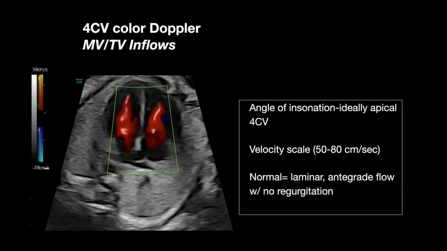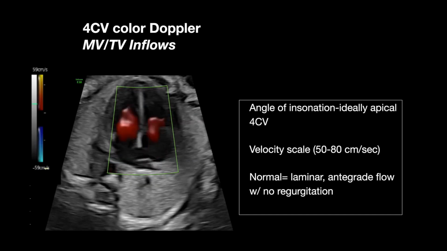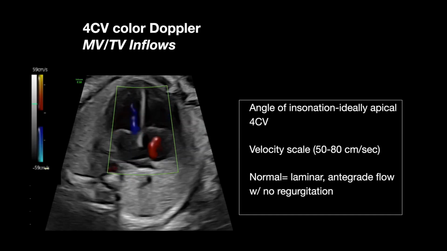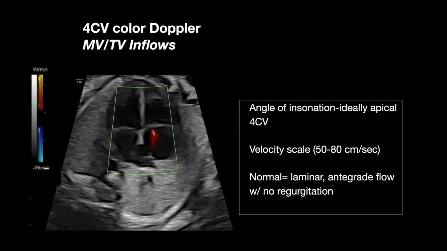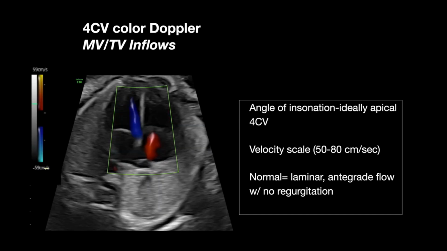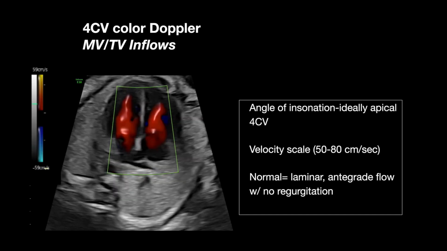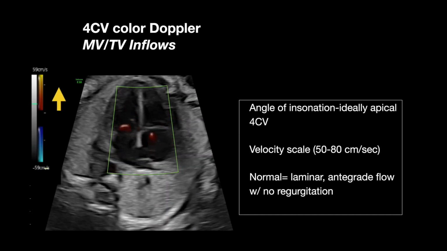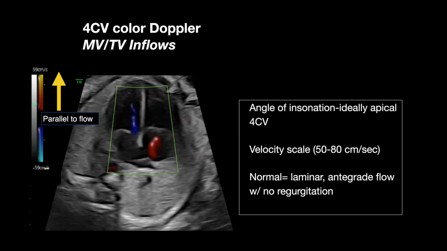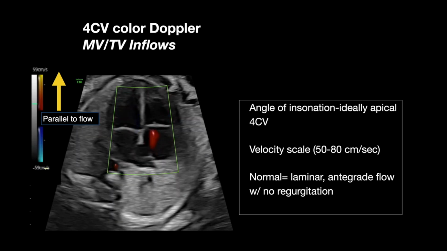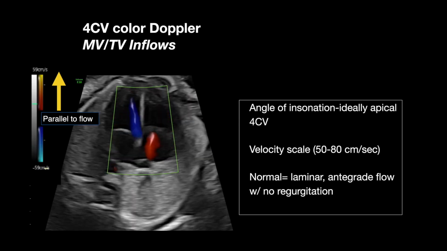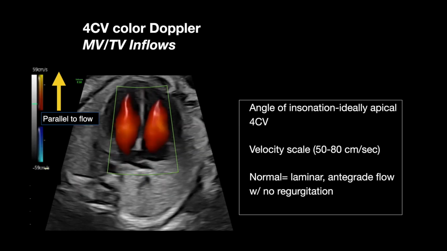So now that I've looked in 2D, I'm going to turn on the color as a supplement. I want the color flow to be smooth and laminar and going into the ventricles. My angle of inclination, I want to be parallel with the flow, right? I want an ideal Doppler angle. So this is what we have here, parallel to flow. I want normal laminar antegrade flow going into the ventricles with no regurgitation.